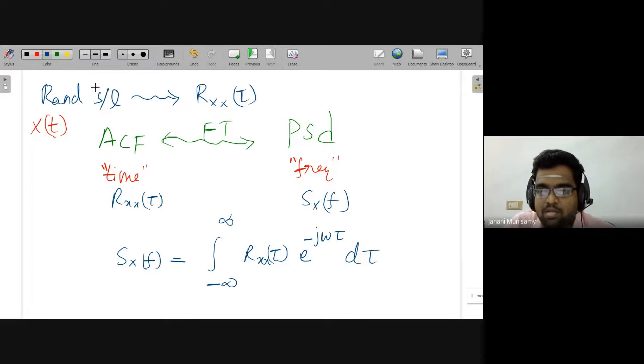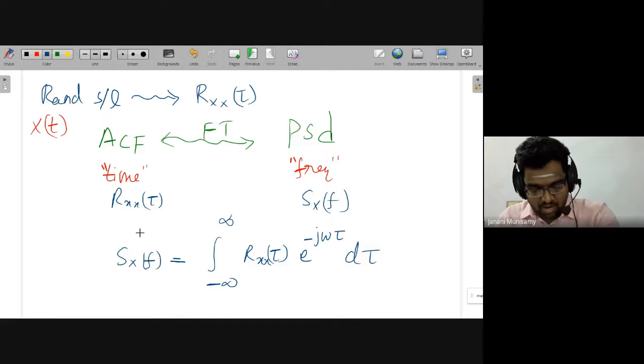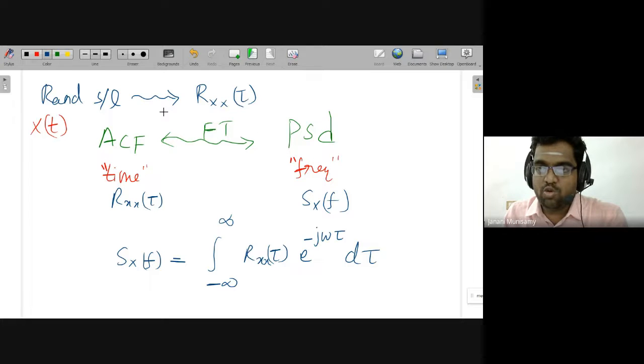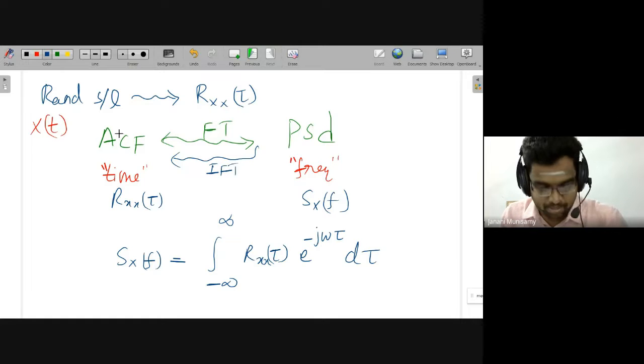Okay, for a random signal, I know the autocorrelation function. Once I know the autocorrelation function, using this Fourier transform formula, I can find out what is the power spectral density. Now, I can also write it in the reverse. Once I know the power spectral density, using the inverse Fourier transform, you can also calculate the autocorrelation function.